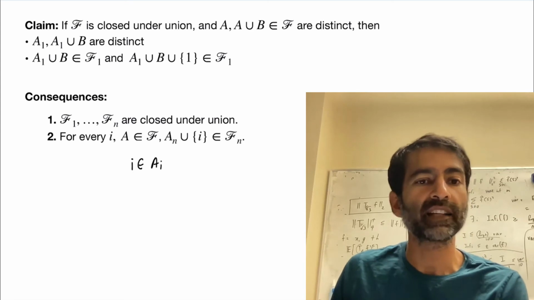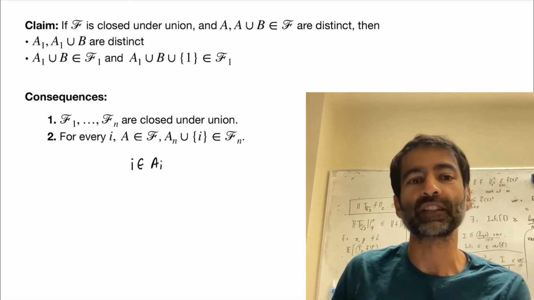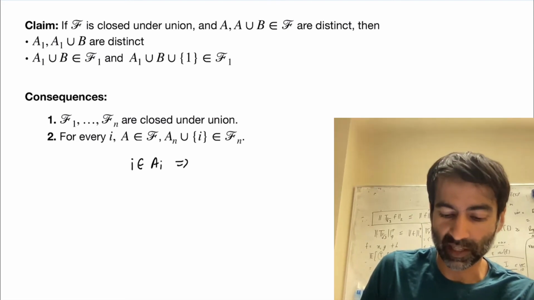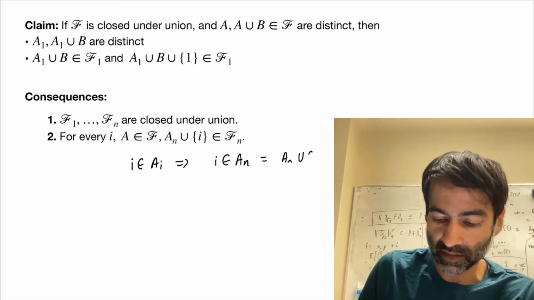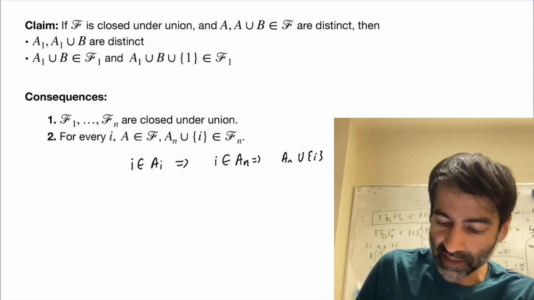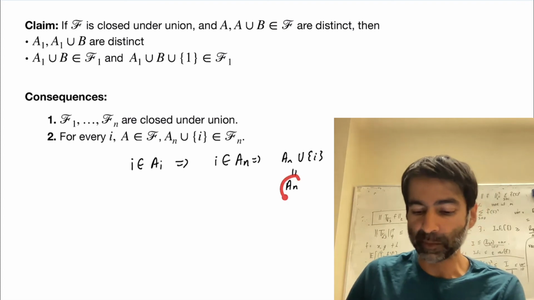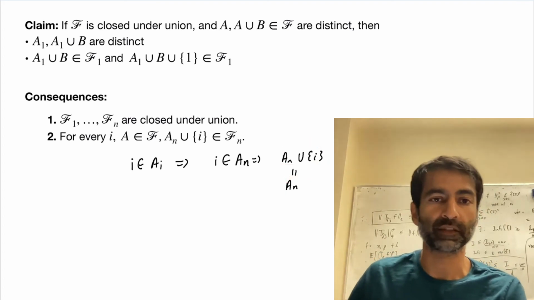And if i belongs to A_i, then this is clear, because when A_i becomes A_n, it only gets bigger. So this would imply that i belongs to A_n, and that's equal to A_n union i. And that means that A_n is equal to A_n union i, and A_n certainly belongs to the family F_n, so A_n union i will also belong to the family F_n.